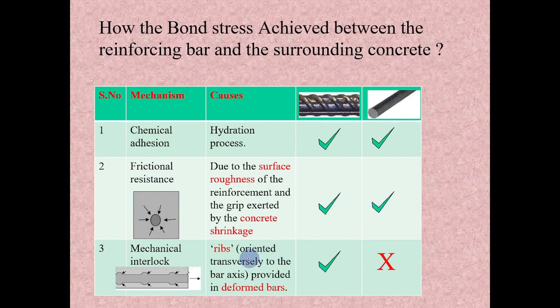The third important factor is the mechanical interlock. The ribs provided in the deformed bar will act as a mechanical interlock. If I cut this deformed bar and look at the longitudinal section, it will look something like this. When the force is applied in this direction, the surrounding concrete will create some reaction against each rib. So this mechanical interlock will be developed only in the deformed bar and it will not be developed in the plain bar.